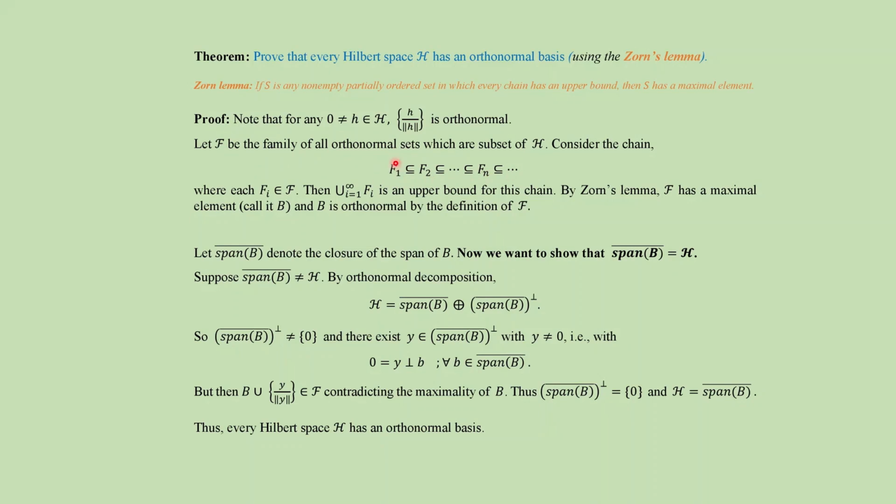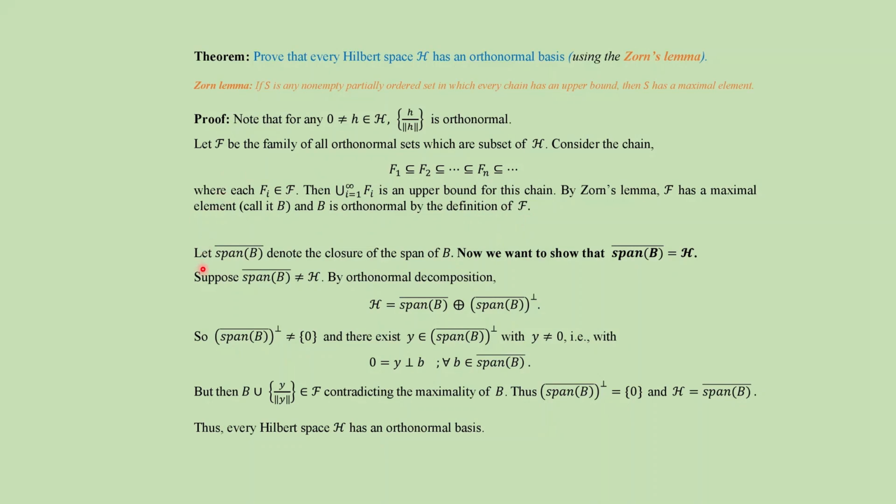Now, if we take the union of all of them, then this would be an upper bound for this chain. Now, by Zorn's lemma, there is a maximal element. So F has a maximal element and we call it B. And since each Fi is orthonormal, the union should be orthonormal. So B is orthonormal by the definition of F.